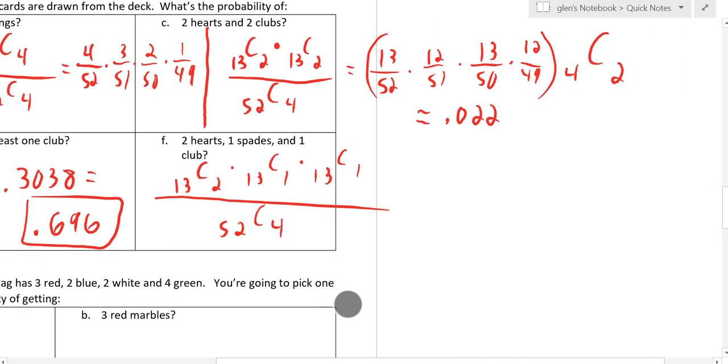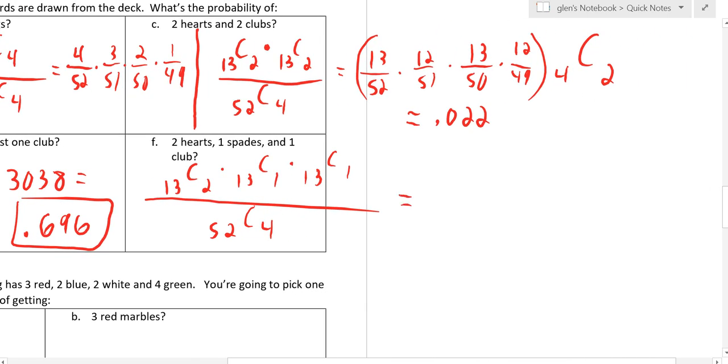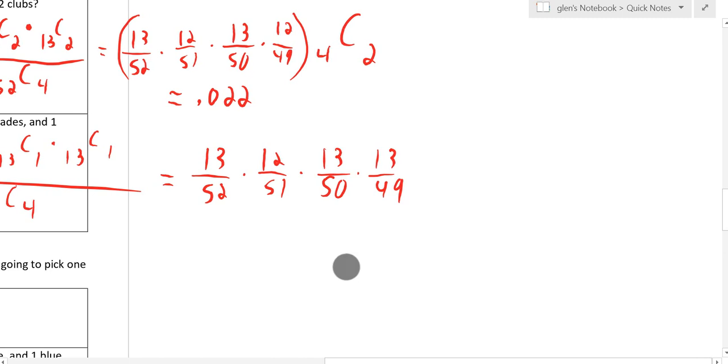Like, again, here, we could have easily done, check this out. This is the same thing. 2 hearts. The probability of getting that is 13 out of 52 times 12 out of 51. And then 1 spade is 13 out of 50, and then 1 club is 13 out of 49. Is that all right for that question? But the problem with doing it this way is you got to multiply by how many ways I can get this to happen.